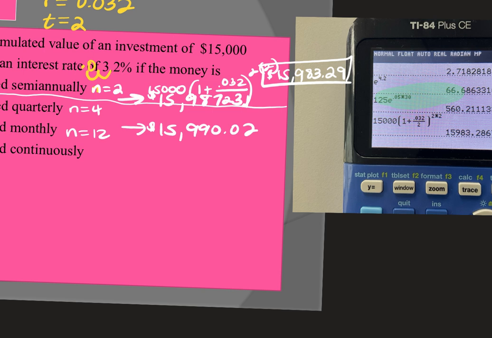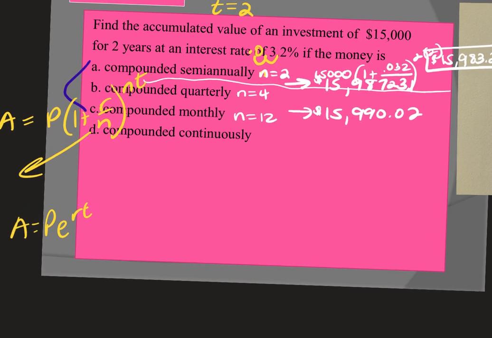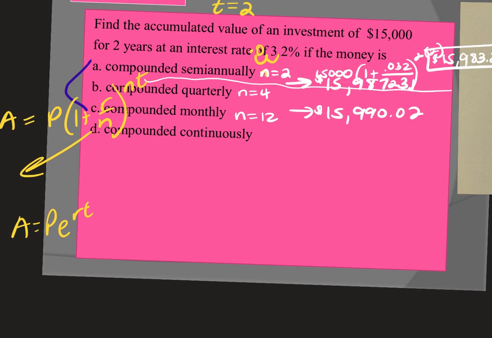Questions on those? Okay. The more times a year you compound, the more money it's going to be. So if you compare this from 2 to 4 to 12, 12 should be the biggest. And because e is compounding the most often, Pert should be the most amount of all of them. So for Pert, I'm going to do 15,000 times e, raise it to the 0.032 times 2.